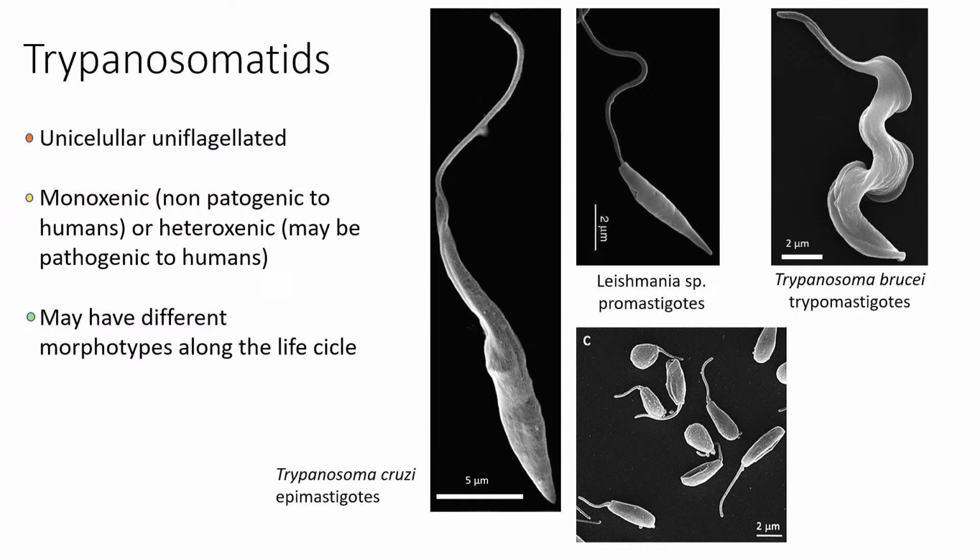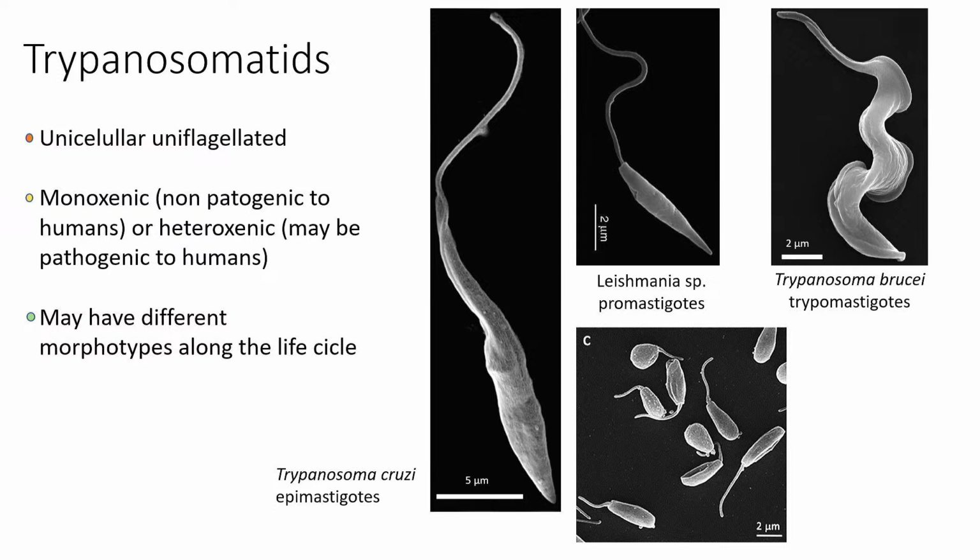So the trypanosomatids are these uniflagellate protozoa that are parasites. All of them are parasites, so they need one host to complete their cycle. They can have just one host, and we call them monoxenic parasites. But they can also need more than one host to complete the cycle, and we call them heteroxenic parasites.